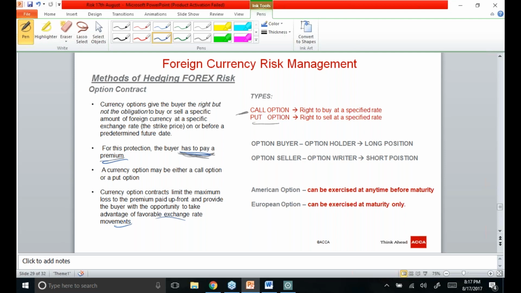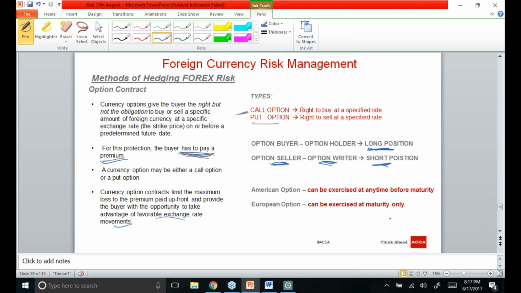So the option buyer is the option holder. An option buyer has a long position. The option seller is an option writer and has a short position. There are two types of option. American option can be exercised at any time before maturity. European option can be exercised at maturity only. So this was a brief summary of the option introduction.